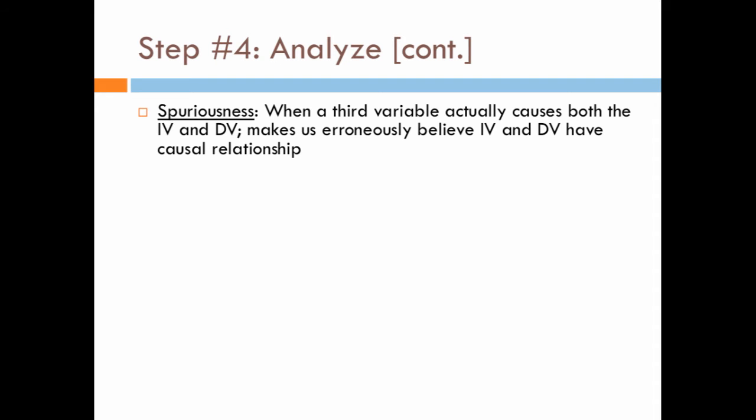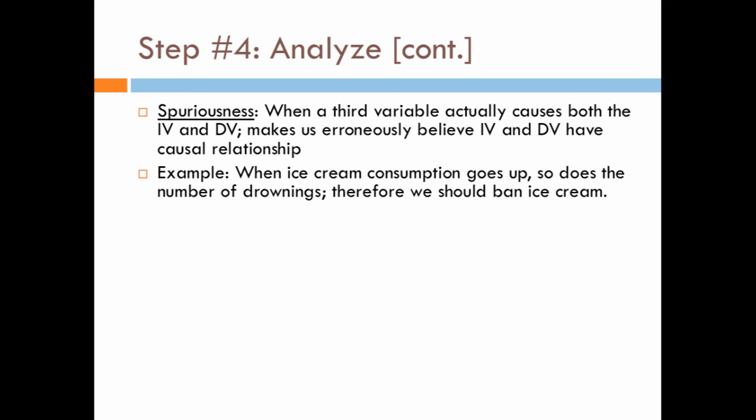Spuriousness occurs when a third variable actually causes both the independent and dependent variable, which makes us erroneously believe that the IV and the DV have a causal relationship. Let's take a true statistically significant correlation. We see that when ice cream consumption goes up, so too does the number of drownings.